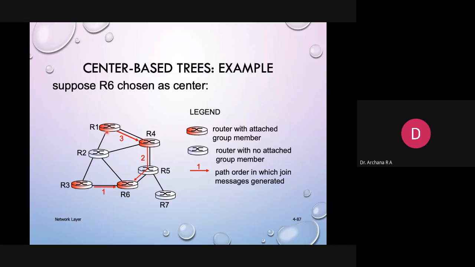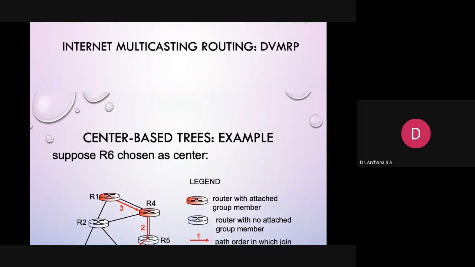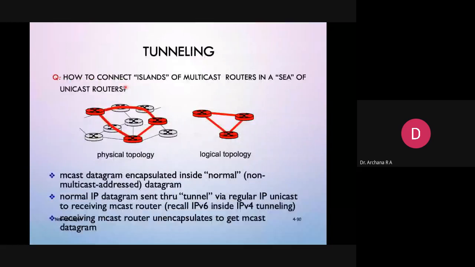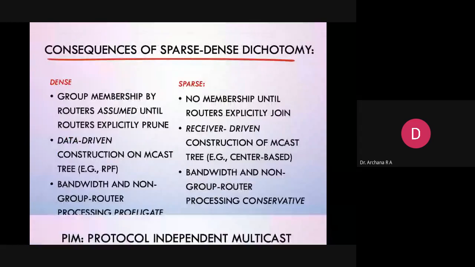Okay, so R1 to R3, R1 to R4, this is one path, R4 to R6, another path, and R3 to R1. So this 1, 2, 3 indicates the count, the path order in which they are going to join these particular routers. Okay, so the distance vector multicast routing, and under this we are going to study the sparse mode and all. That we are going to study in tomorrow's class.